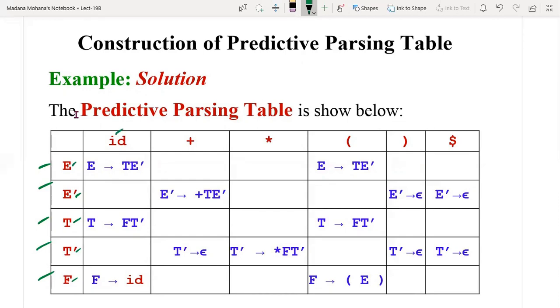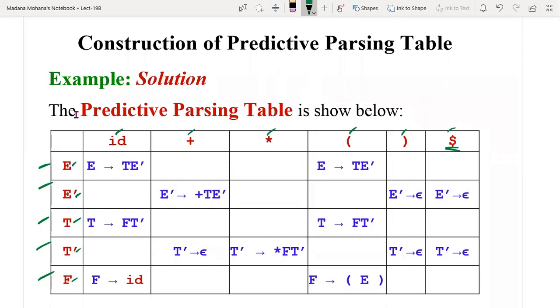So here ID is one terminal, plus is one terminal, star is one terminal, then left parenthesis, right parenthesis, and dollar. So dollar is also added in the column values. This is the end marker, which is called the lookahead symbol. So in addition to all the terminals in the given grammar, dollar is also included in the column heading.